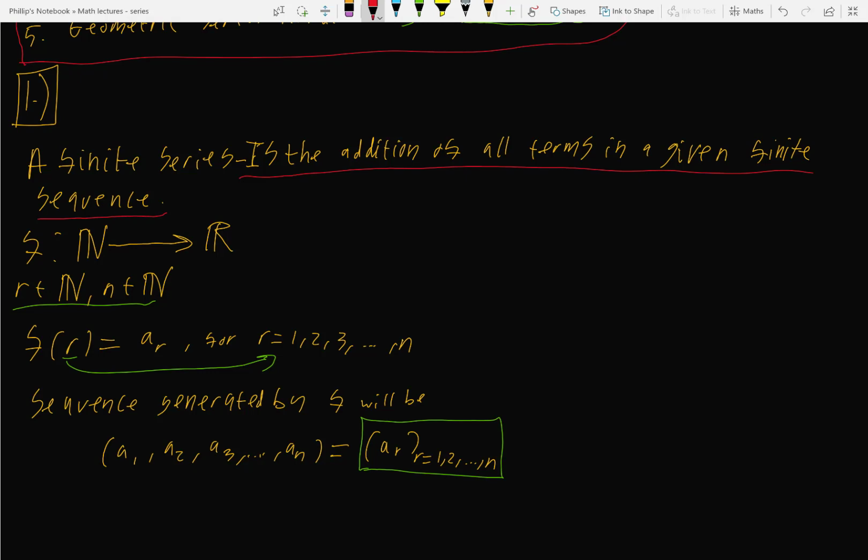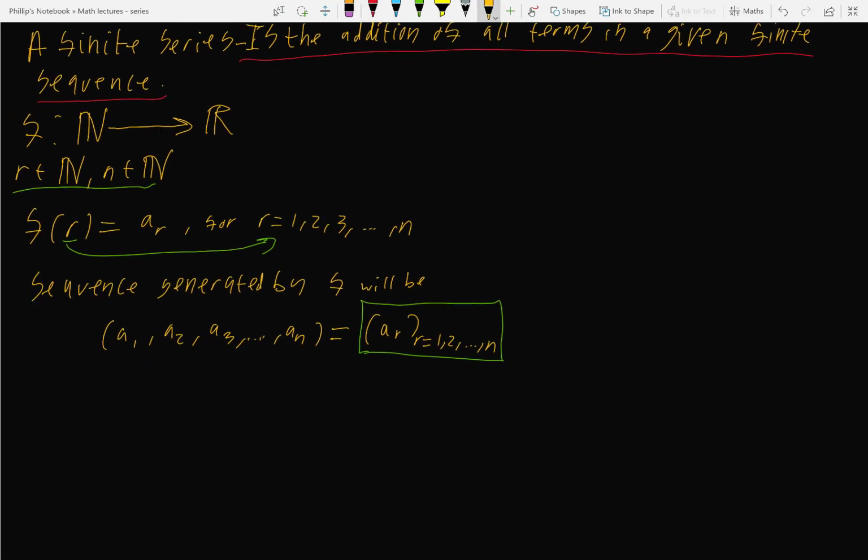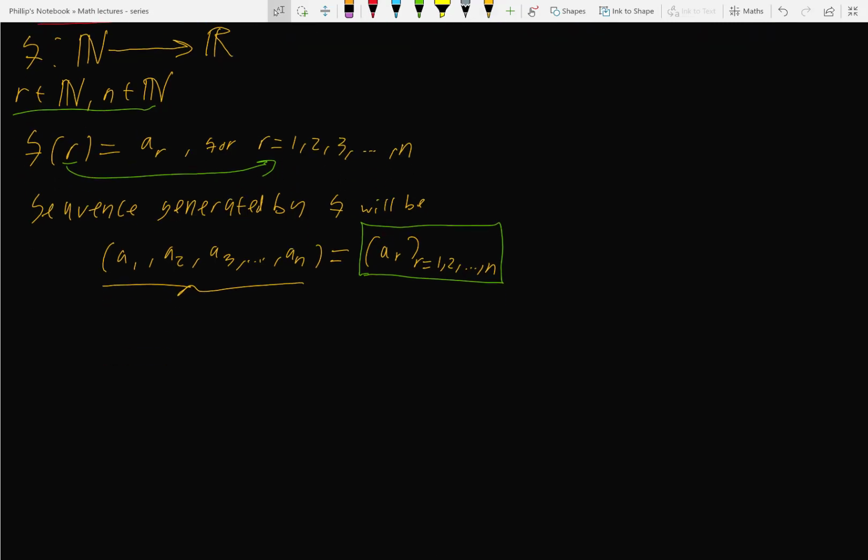Right, so the addition of all terms in a given finite sequence. Well, we're given a finite sequence here, and it's the addition of them all. So a finite sum, or finite series, I keep saying sum, apologies, a finite series is therefore a1 plus a2 plus a3 plus an. And we're going to set this equal to Sn.